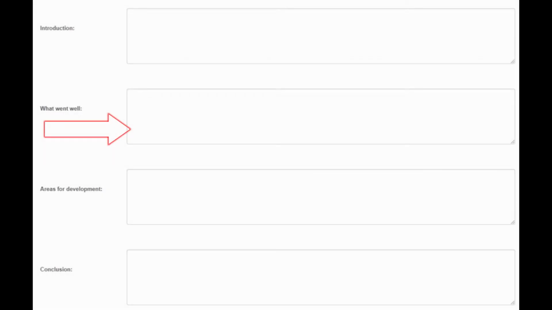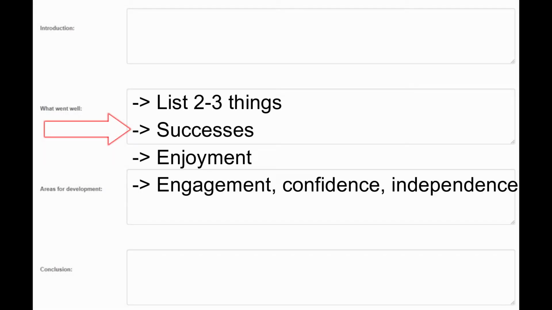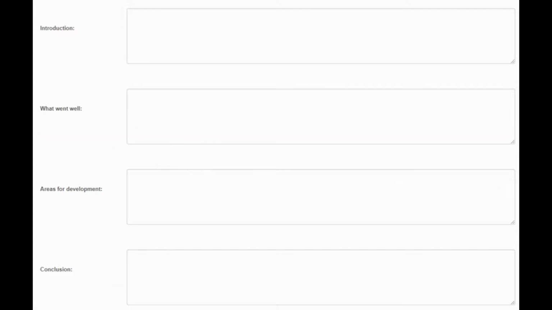On to the second box. So, the what went well. This is where you should list at least 2 to 3 things that Brady did really well, was successful in, or that they seemed to really enjoy in the lesson. The things you put in this box should be related to some of the following. So the Brady's engagement with the lesson, their enjoyment, their confidence and any independent learning, repetition and how they answered questions.